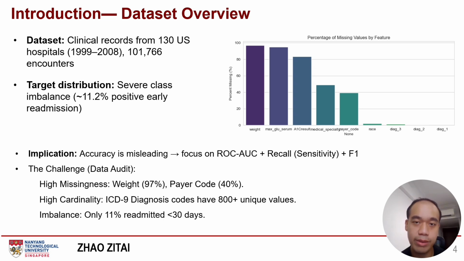We use clinical records from 130 US hospitals from 1999 to 2008 with 100,000 encounters. The target is highly imbalanced. Only about 11.2% are readmitted within 30 days, so accuracy can be misleading. That's why we focus on ROC AUC, recall, and F1. Our data audit also showed the key governance challenges: very high missingness like weight and payer code, and high cardinality ICD-9 diagnosis code with 800 unique values. This motivates our governance strategy next.